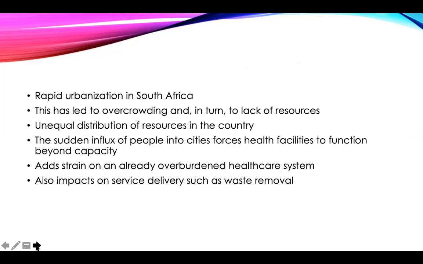The rapid urbanization in South Africa has led to overcrowding and in turn to a lack of resources. And it is this rapid urbanization that has led to a massive increase in the number of informal settlements in and around large cities. It has also resulted in an unequal distribution of resources in the country. The sudden influx of people into the cities forces health facilities to function beyond their capacity, and it adds strain to an already overburdened healthcare system. This may also impact on service delivery, such as waste removal.